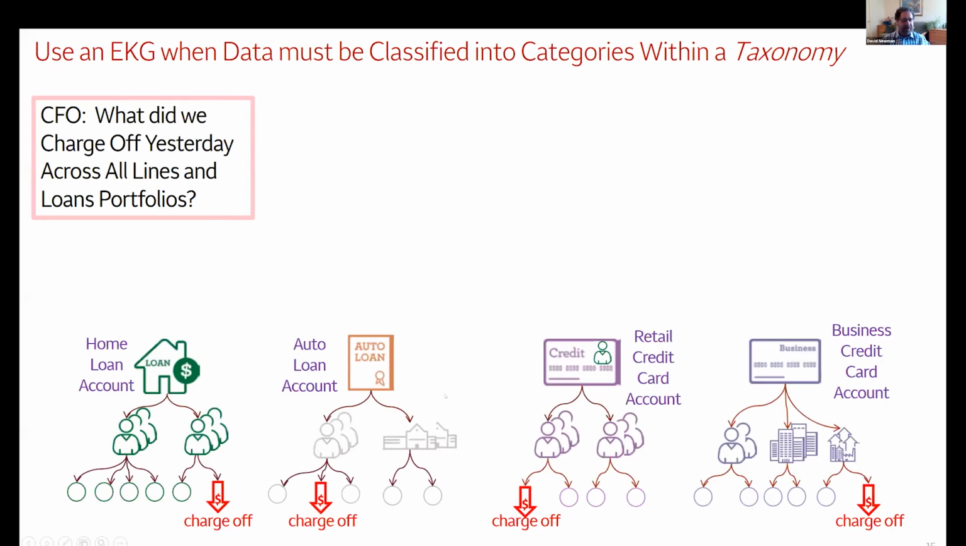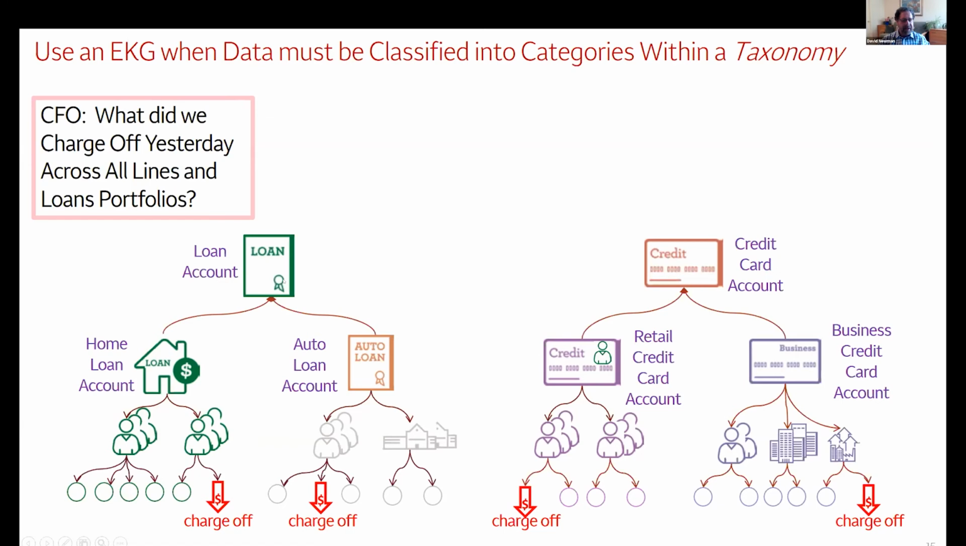You could use an EKG for better queries across a taxonomy, where at the lowest level, you may have a common standard representation for a charge-off across different lines of business. The language is always the same, charge-off.